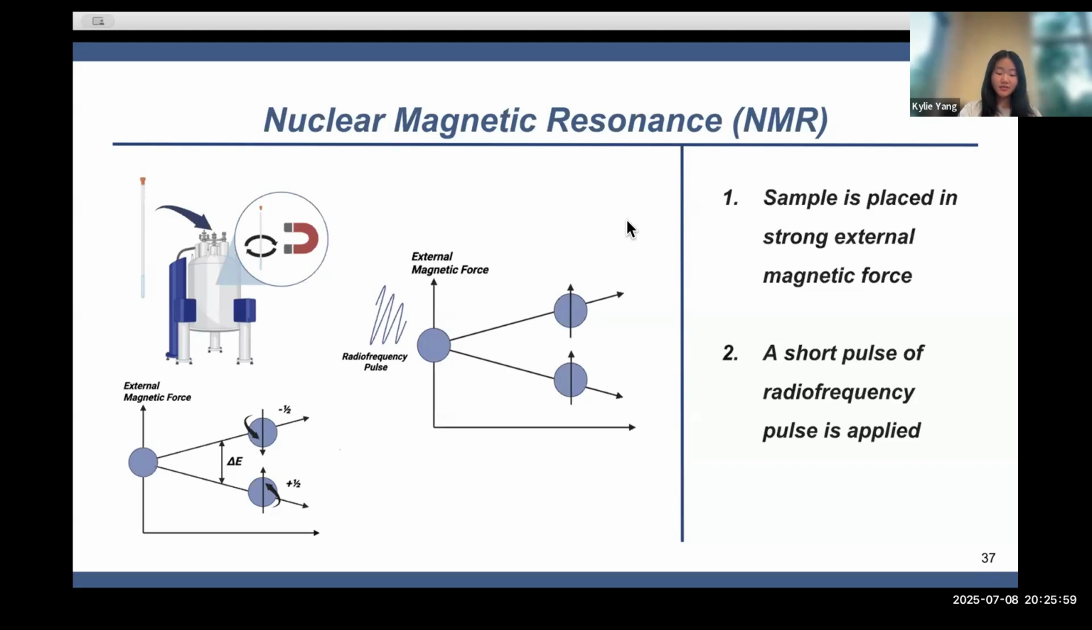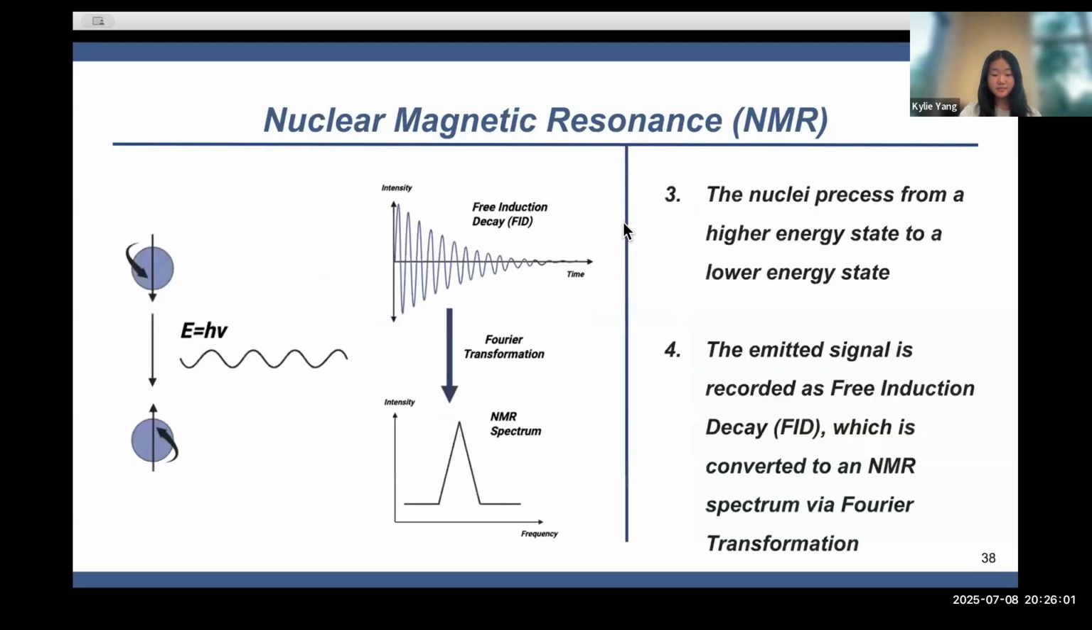Next, a radio frequency pulse is applied, causing the lower energy nuclei to precess. As they relax back to their original state, they emit a decaying signal called a free induction decay, also known as FID, which reflects their magnetic environments. And since the FID is in the time domain, a Fourier transformation is used to transform it into the NMR spectrum.